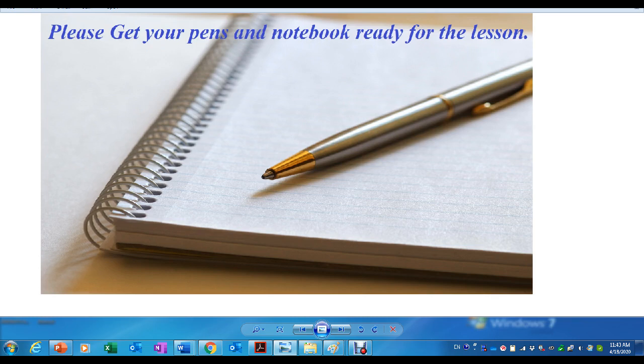Before we start our lesson, please get your pens and notebook ready, and you also need to have a calculator. Today we are going to do percentage, so a calculator would be very useful for your study. All right, if you are ready, we can start now.